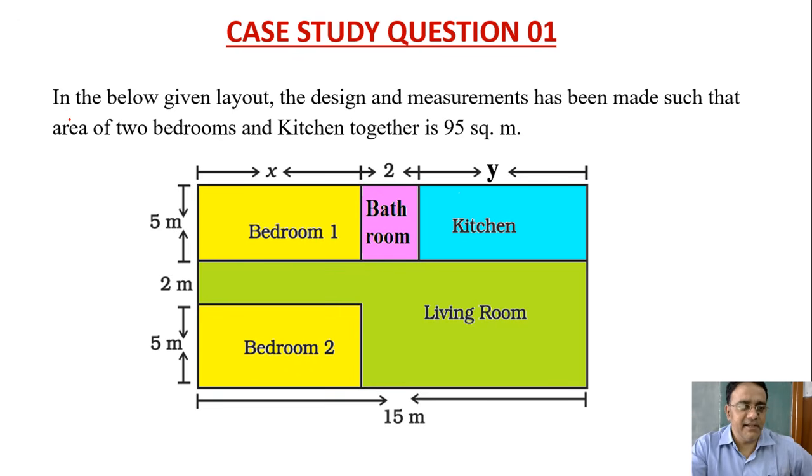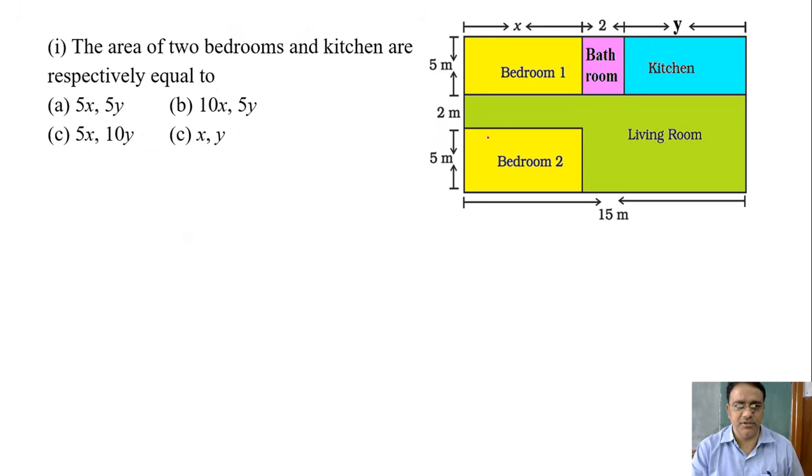So the context is like that. In the below given layout, the design and measurements have been made such that the area of 2 bedrooms and kitchen together is 95 meter square. So ये 2 bedroom का area और kitchen का area मिला के इतना है, right? And based on this figure and this data, now some questions have been framed. So let us start the first question.